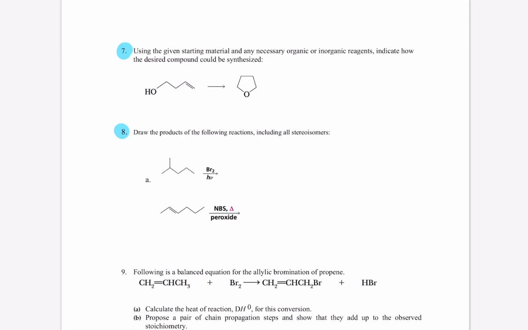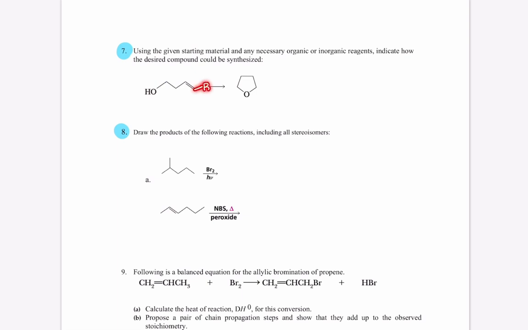Using the given starting material and any necessary organic and inorganic reagents, indicate how the desired compound could be synthesized. So how are we going to synthesize this molecule? Whenever you want to create a cyclic structure from an acyclic molecule, you want to have the nucleophile and the leaving group present in the same molecule. Now we already have a nucleophile. This can be converted into a good nucleophile provided we abstract this hydrogen, right? But how can we have a bromine here?